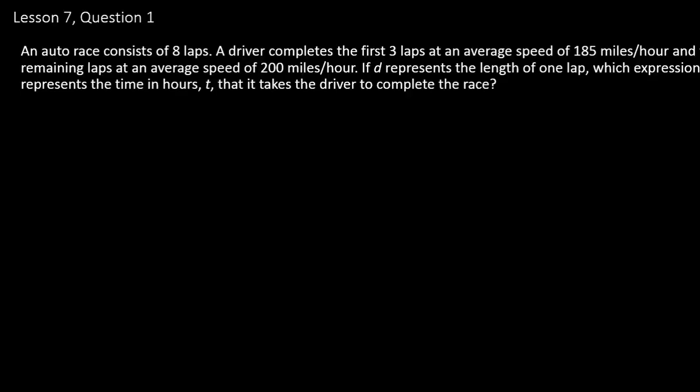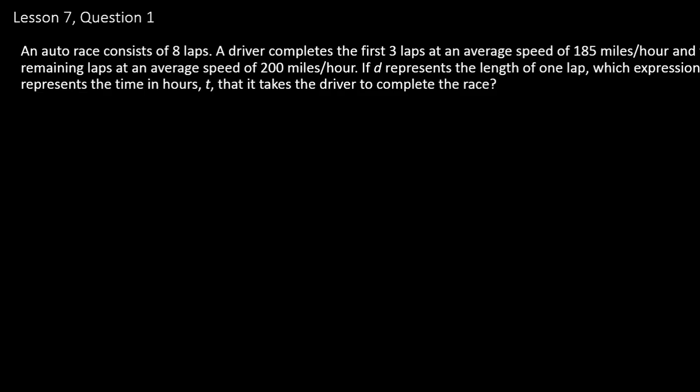Let's talk about Project 2, Lesson 7, Question 1. An auto race consists of 8 laps. A driver completes the first 3 laps at an average speed of 185 miles per hour, and the remaining laps at an average speed of 200 miles per hour. If D represents the length of one lap, which expression represents the time in hours, T, that it takes the driver to complete the race?